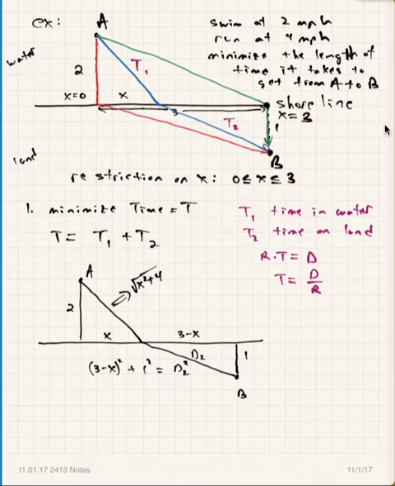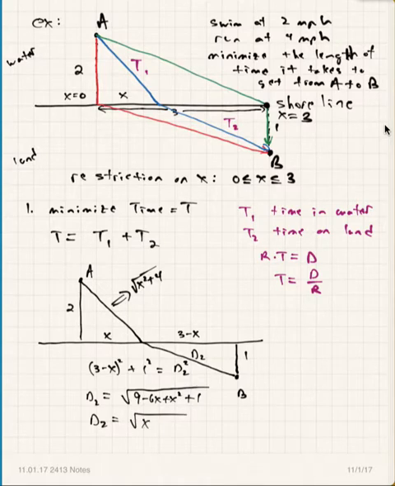Right? And so distance 2 would be the square root of that expression. So that would be 9 minus 6x plus x squared plus 1. So distance 2 would be equal to the square root of x squared minus 6x plus 10. Okay, so that's my distance 2, and the square root of x squared plus 4 would be distance 1.